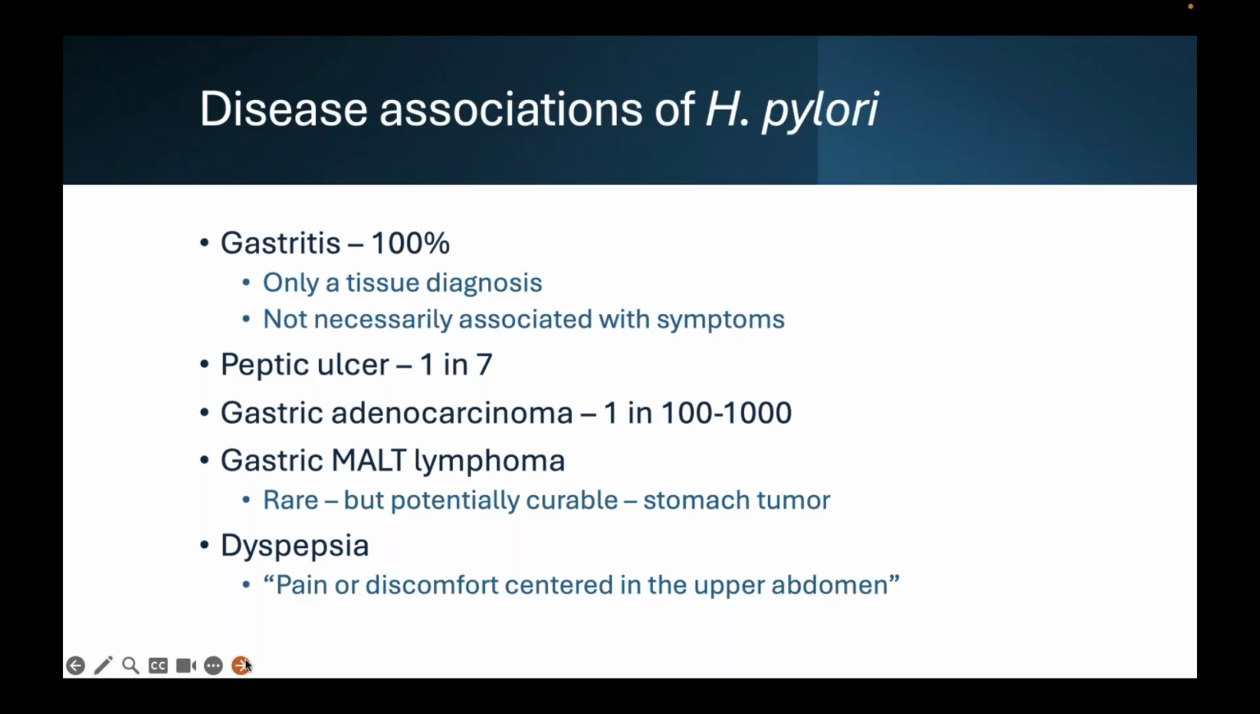Another condition associated with H. pylori is dyspepsia, a symptom complex of pain or discomfort centered in the upper abdomen. So in some cases, patients with upper abdominal discomfort have H. pylori as the cause, and this can be substantiated by eradicating H. pylori in these patients, and about 10% of them will have resolution of their symptoms. So H. pylori is a cause of dyspepsia, but there are many other causes, so it does not always respond to H. pylori eradication. Next slide.